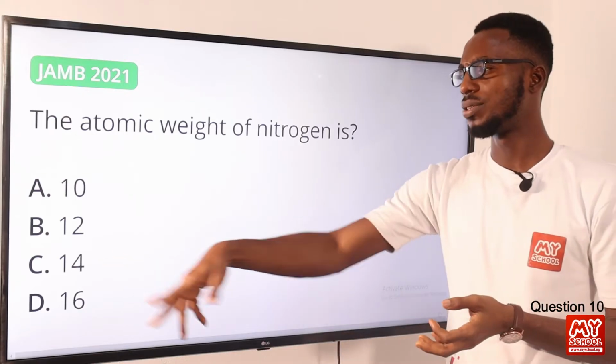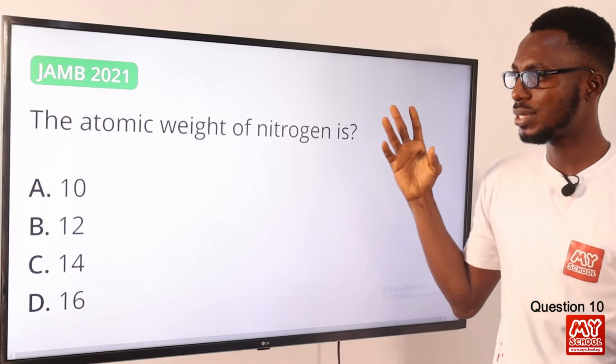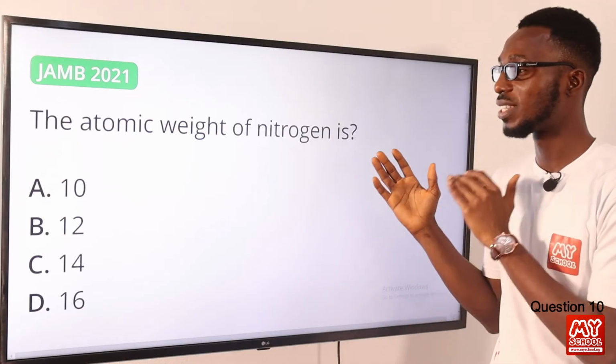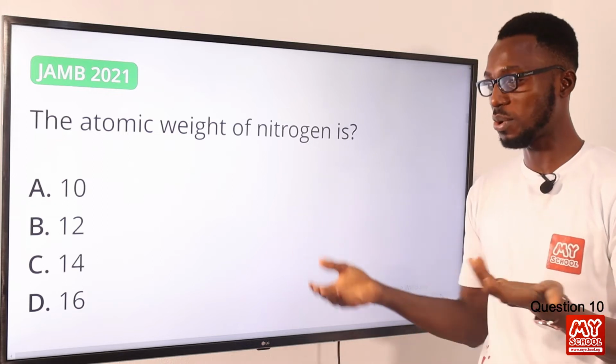All right, I think for nitrogen it's about 14.0067 thereabouts, but we can bring it to 14. So the atomic weight of nitrogen is actually 14 based on the provision we have here. So option C is very good to go.